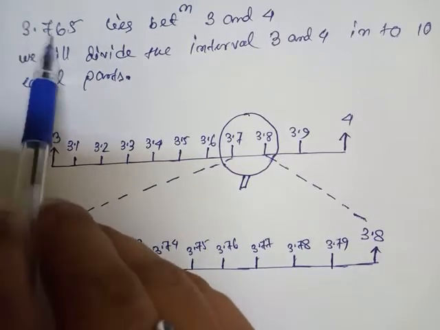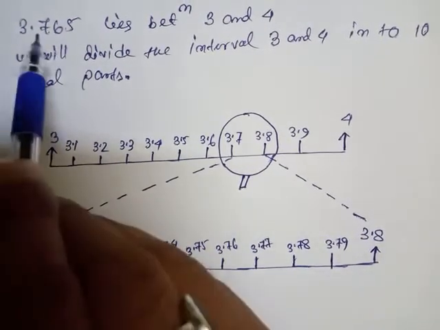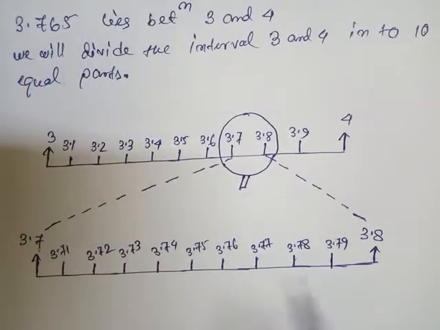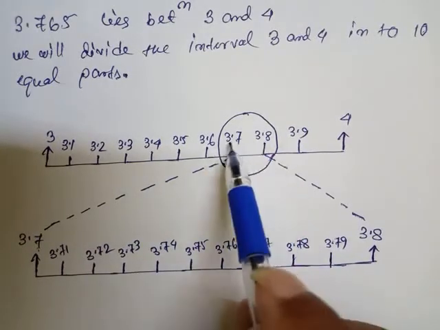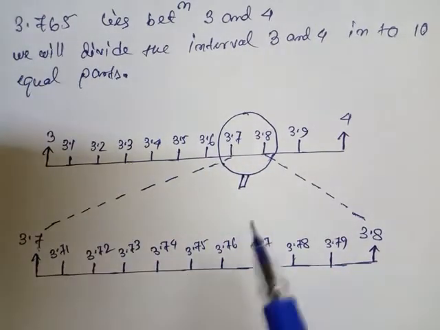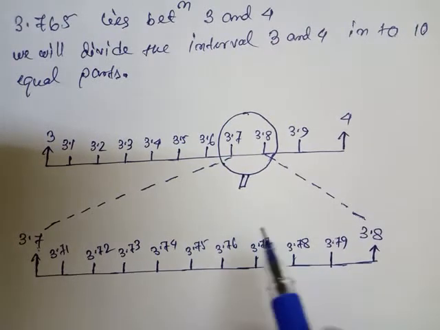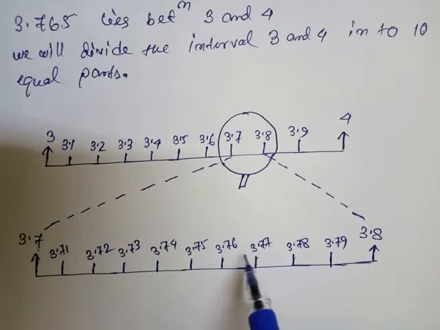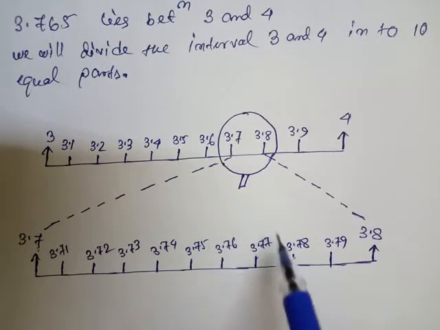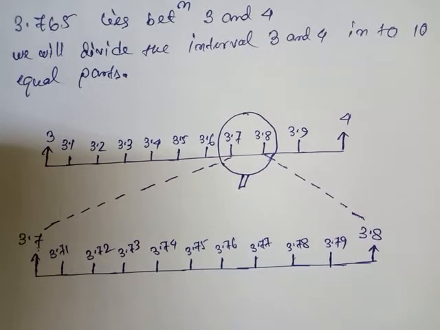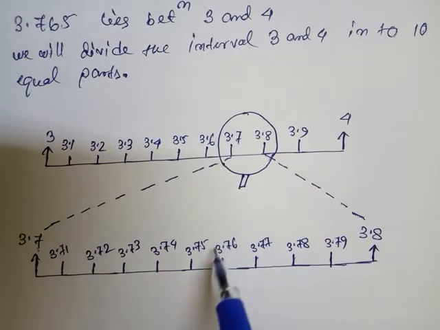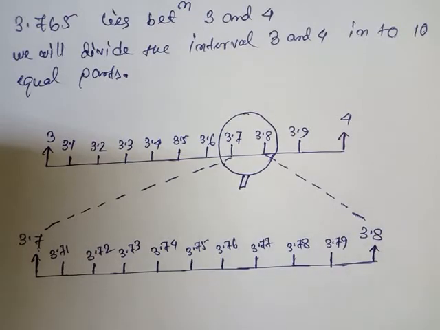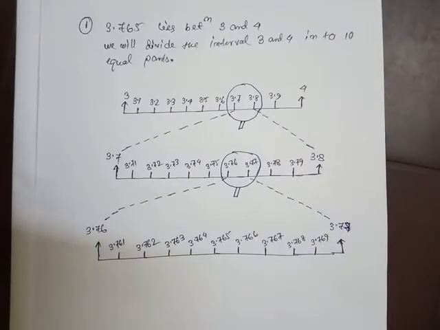Now look here, students. 3.7 we have already got. Now 3.76: in the next step, since I have done the magnification between 3.7 and 3.8, now for 3.76 I will go for the magnification between 3.76 and 3.77. I will go for the magnification here. Now let's have a look how to solve the third part. First part over, now second part, and I will go for the magnification again, then will come the third part. So students, we are in the third part now.